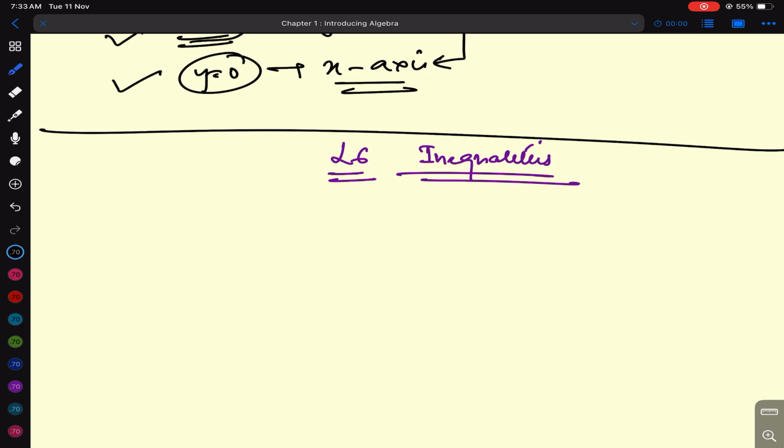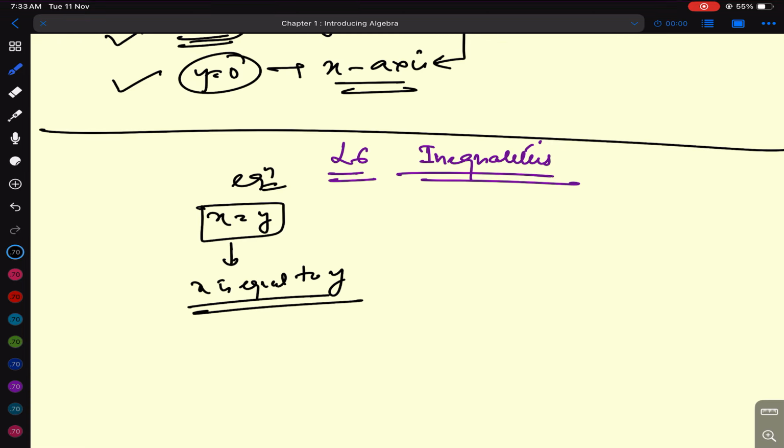Now let's start the next lesson, which is lesson number 6, and that is inequalities. When I write x is equal to y, obviously that's an equation, right? We have already talked enough about equations. What does this equation represent? If I have to write that in words, what is equal here? Equal is a symbol between x and y, representing the equality between the two, correct? And that's why we call this an equation.